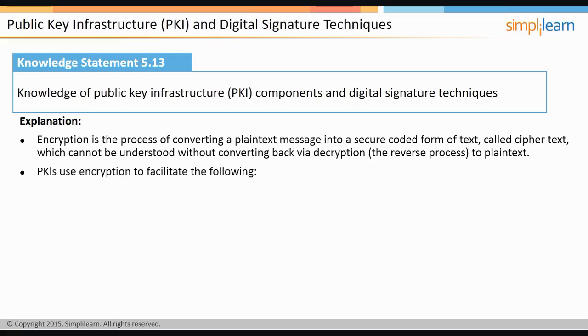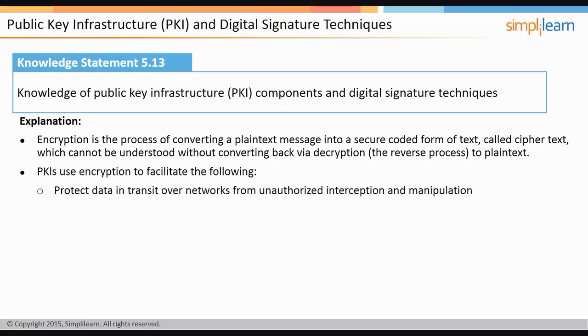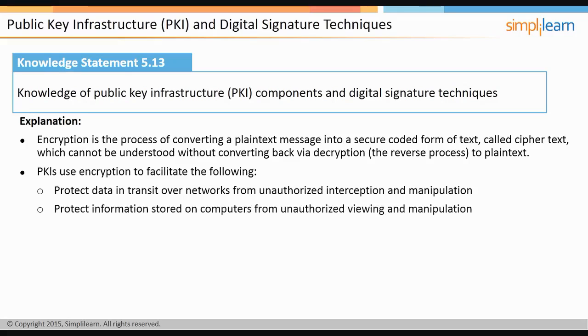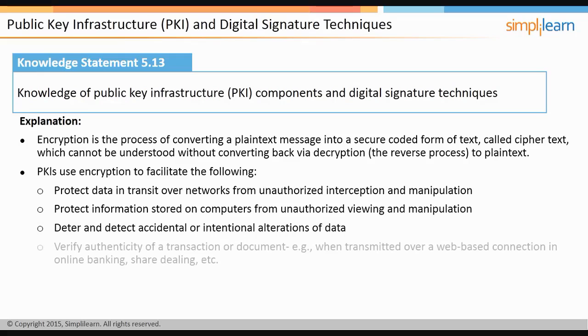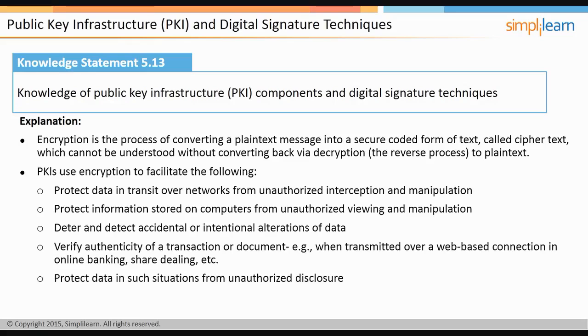PKIs use encryption to facilitate the following. Protect data in transit over networks from unauthorized interception and manipulation. Protect information stored on computers from unauthorized viewing and manipulation. Deter and detect accidental or intentional alterations of data. Verify authenticity of a transaction or document, for example, when transmitted over a web-based connection in online banking, share dealing, etc. Protect data in such situations from unauthorized disclosure.